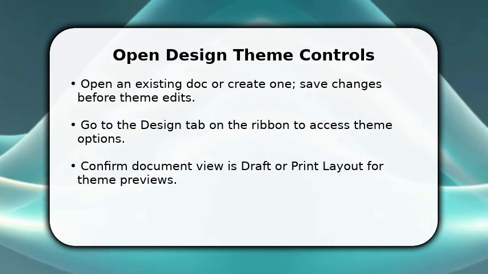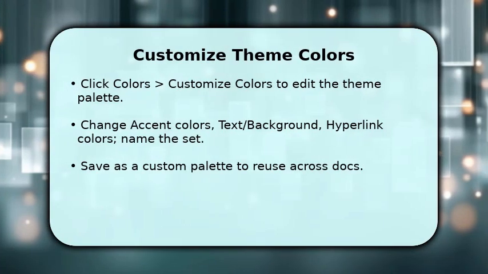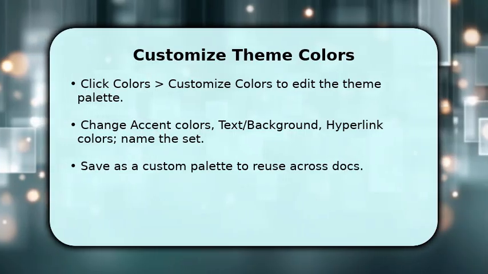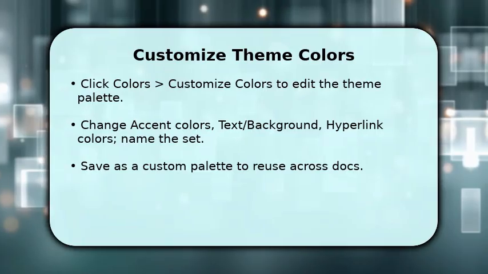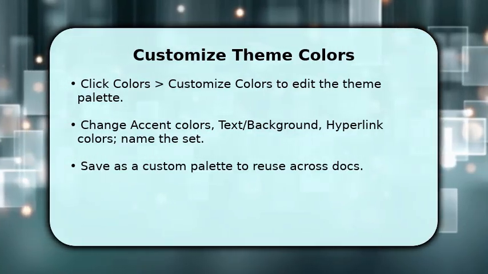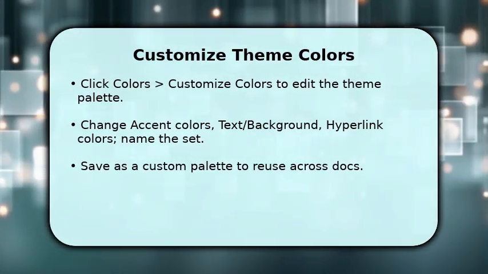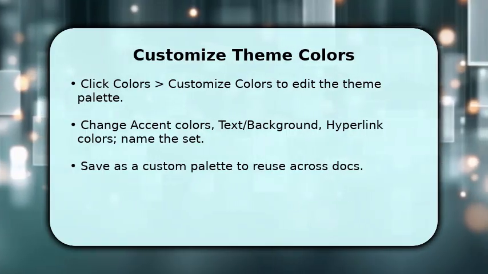Next, you'll customize the color palette itself. Click Colors, then choose Customize Colors to open the palette editor. Change accent colors and the text/background entries to control headings, body text, and links. This is where you affect readability and brand consistency.